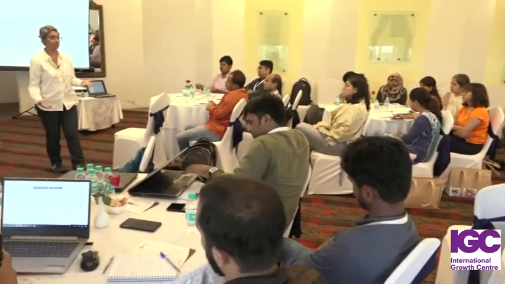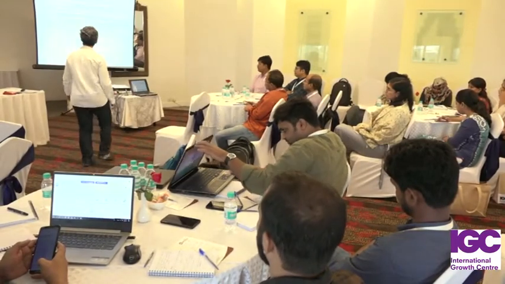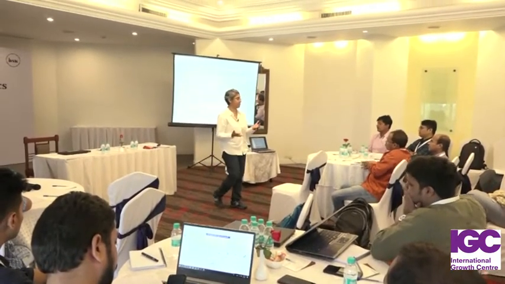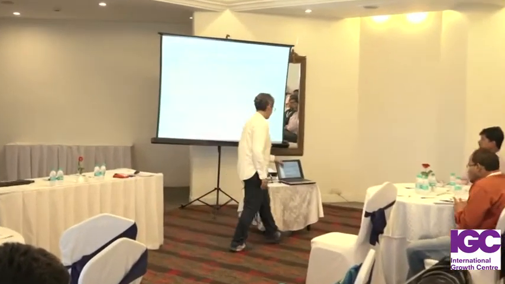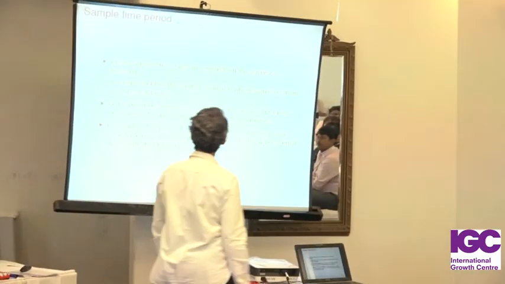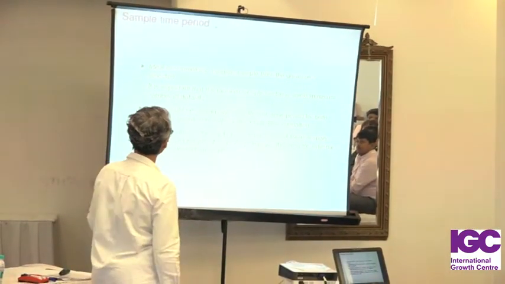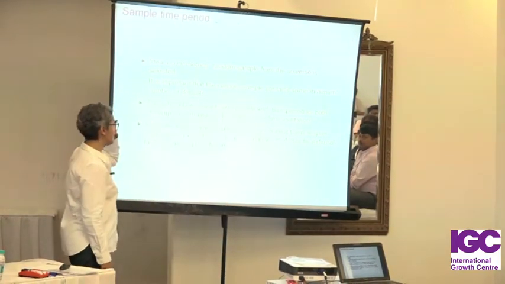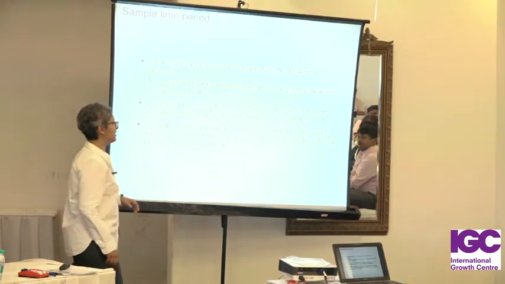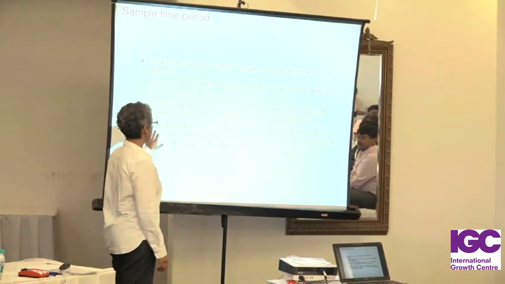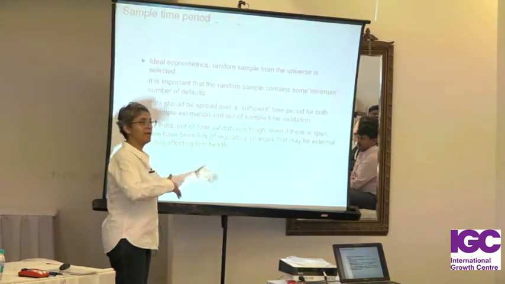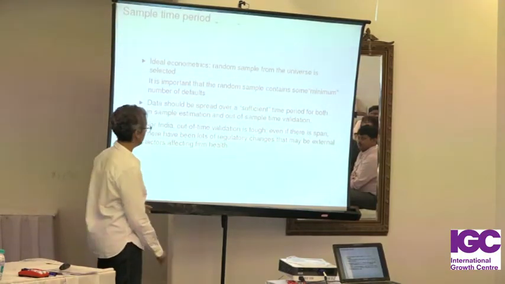Technically not, unless I think that age of a firm is important to explain sickness. Everyone gets the approach. When I create the design matrix to estimate these models, it's not going to be the case that I will necessarily use everything. Similarly, when you think about the sample time period, it is important that the random sample contains some minimum number of defaults and that it should be spread over a sufficient time period, because if I don't have a very large period, then I can't necessarily do nice in-sample, out-of-sample selection, right?